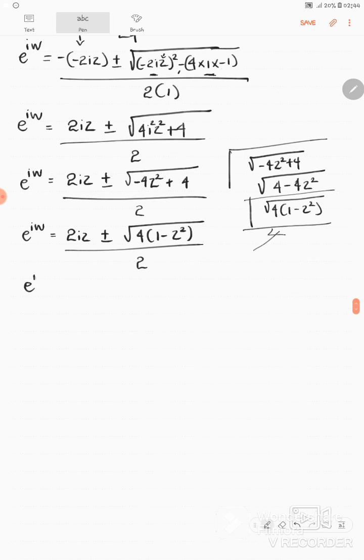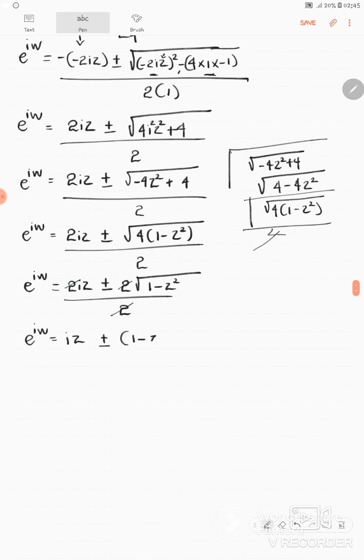Having this, we're going to have e to the power iw. It looks long because I'm trying to break it down step by step. e to the power iw equals 2iz plus or minus, simplifying, 2 root 1 minus z squared, all over 2. Now as you can see, 2 is constant, we just have to cancel. Therefore we have e to the power iw equals iz plus or minus 1 minus z squared raised to power 1 over 2.